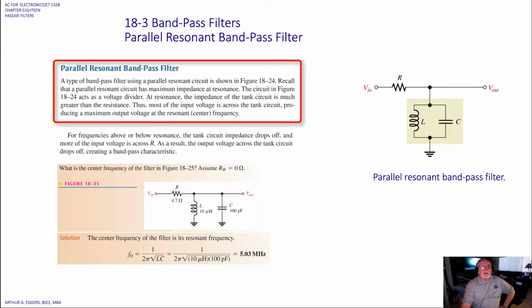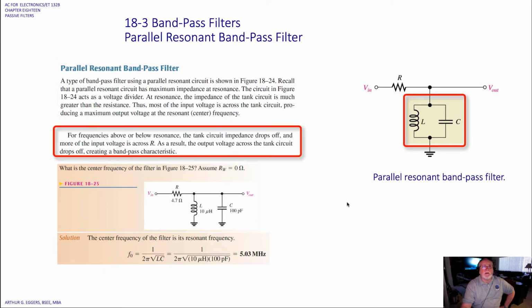So the parallel resonant bandpass filter is a type of filter using a parallel resonant circuit as shown in the diagram. So you can see we've got that little LC parallel circuit. It kind of looks like a tank like we've seen before. Recall that a parallel resonant circuit has maximum impedance at resonance. The circuit in the figure acts again as a voltage divider. At resonance, the impedance of the tank circuit is much greater than the resistance. Thus, most of the input voltage across the tank produces a maximum output voltage at resonant or the center frequency.